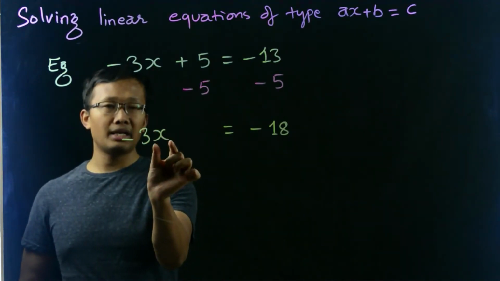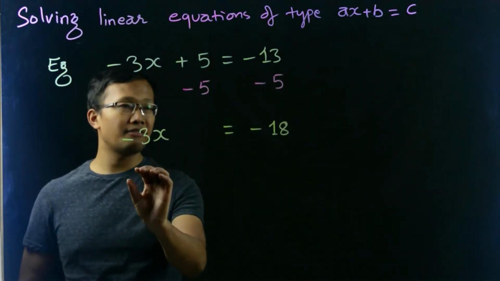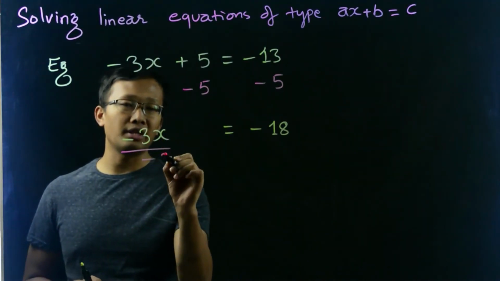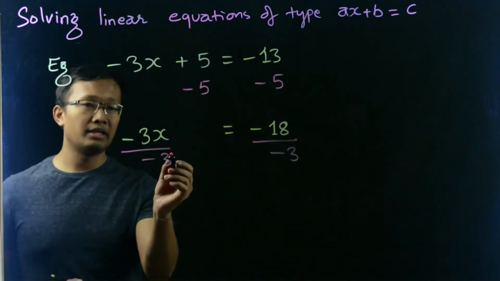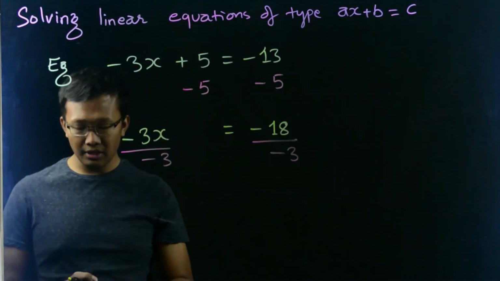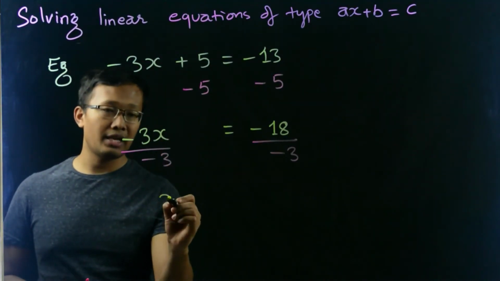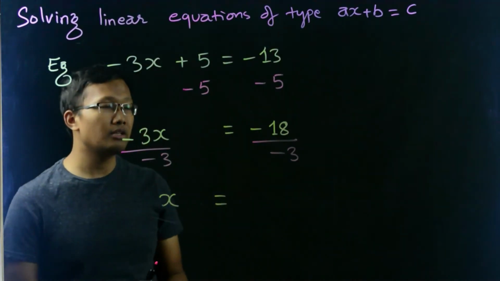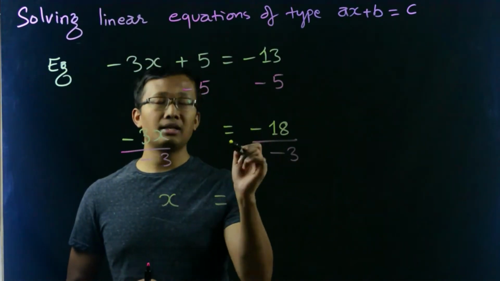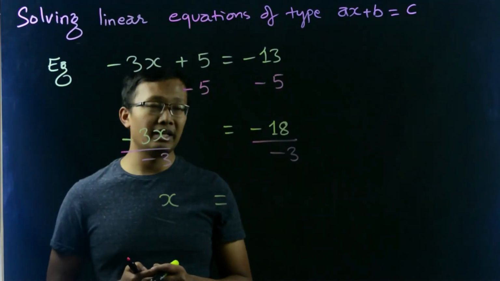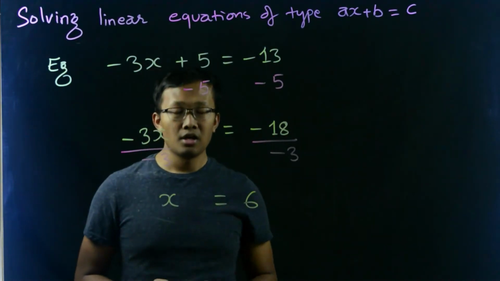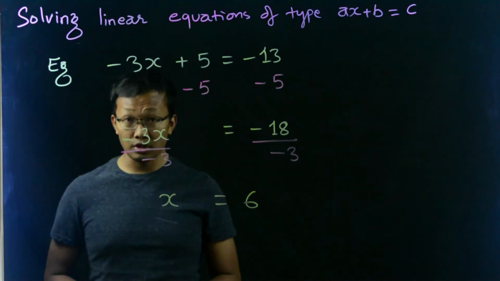We want to make x all alone by itself on the left hand side. So let us divide both sides by negative 3. You can see that negative 3 divided by negative 3 is 1, so that is x on the left hand side, and on the right hand side we have negative and negative. They cancel out each other. Negative divided by negative is positive. 18 divided by 3 is 6. So x = 6 is our solution.